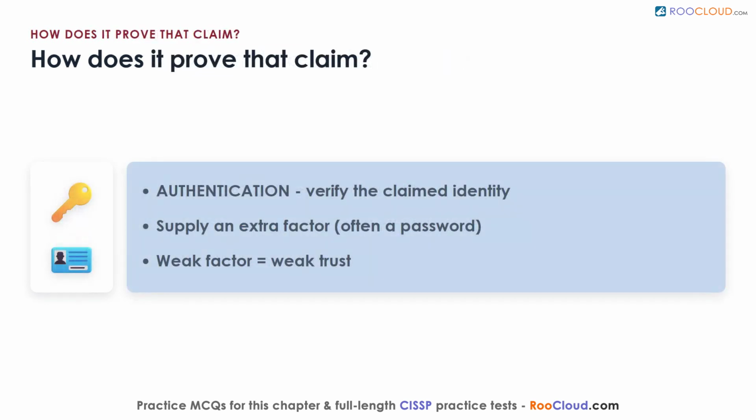How does the system prove that claim is real? Through authentication. Authentication is the test that verifies the identity you just claimed. You supply something extra that only the real account holder should have, most commonly a password. The system compares that factor against its record and either accepts or rejects it. Weak factors mean weak trust, and passwords alone are the easiest to defeat. Picture the front desk asking for a photo badge before letting you through the gate.